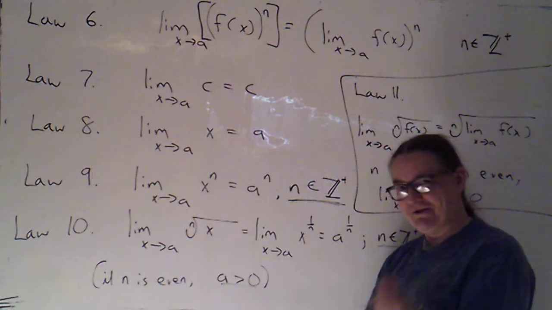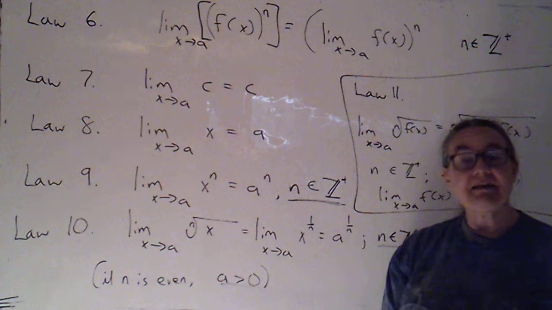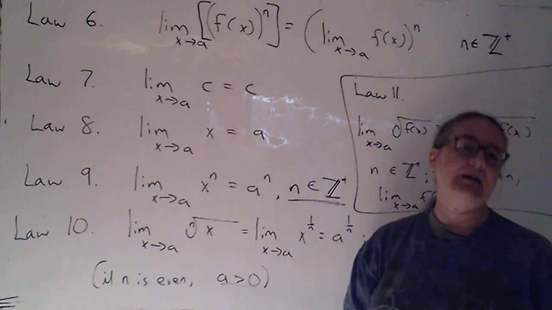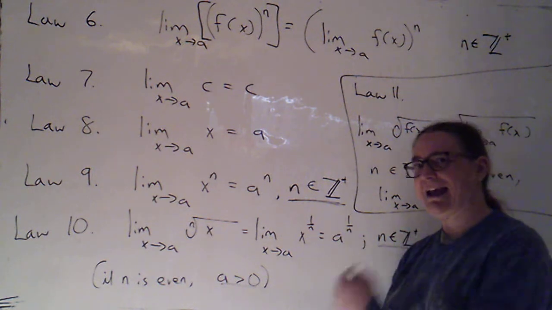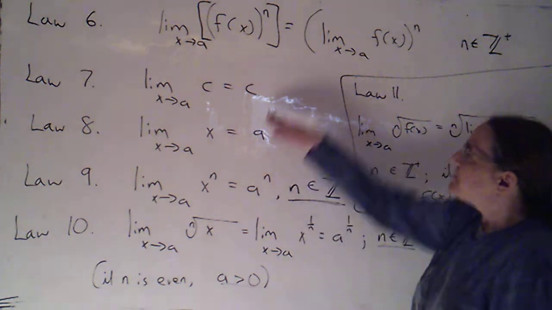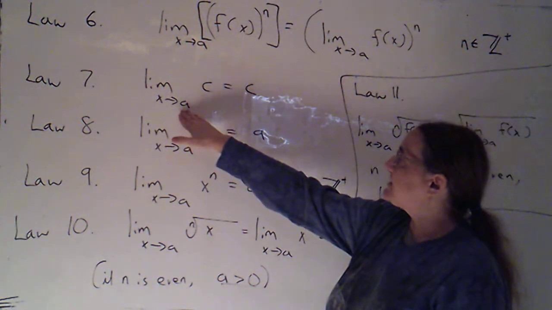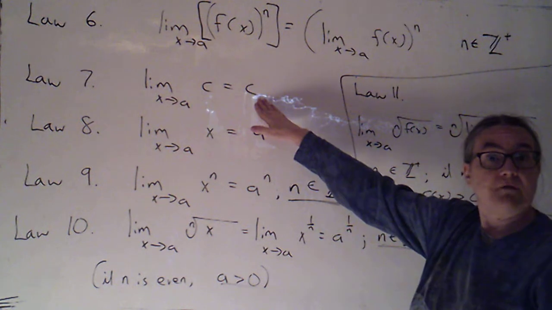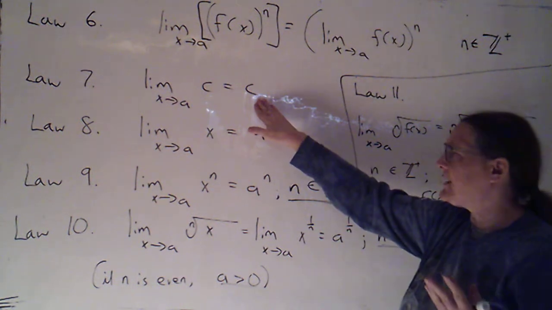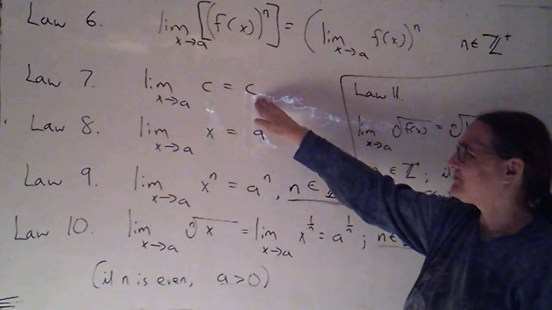Remember, I've told you that if a function is continuous at a point, like at an x value a, then you can take the limit by simply evaluating the function at that point. You evaluate the limit by plugging a into the function. So Rule 7 says constant functions are continuous. If I take the limit as x goes to a of a constant function, I can just evaluate that constant function at a. And of course, if I evaluate a constant function anywhere, it gives me the same constant.